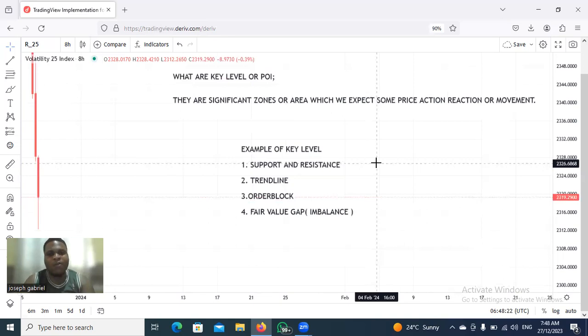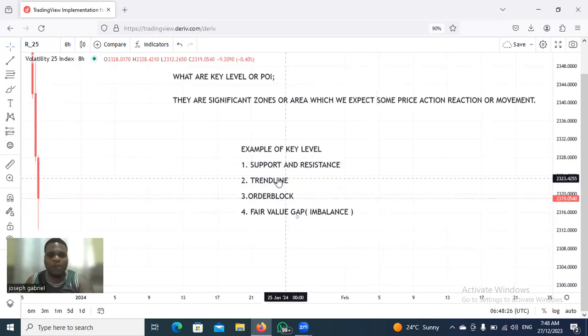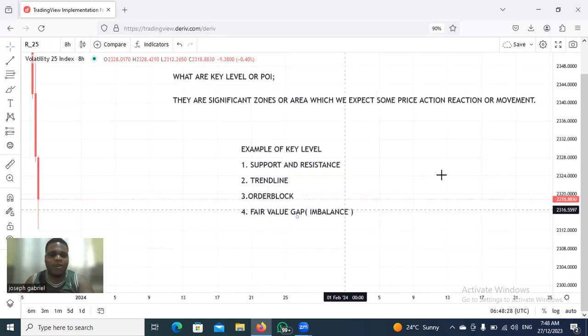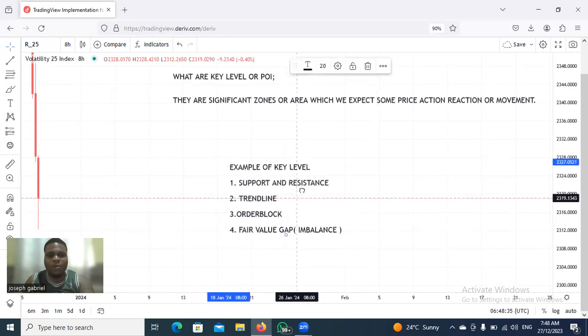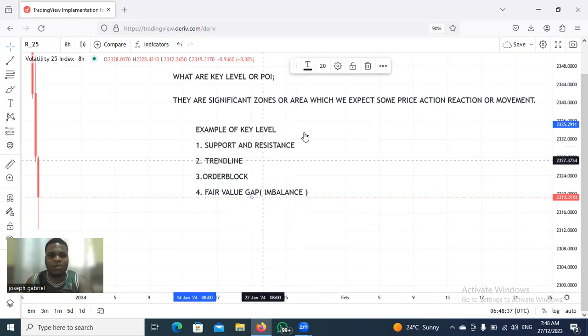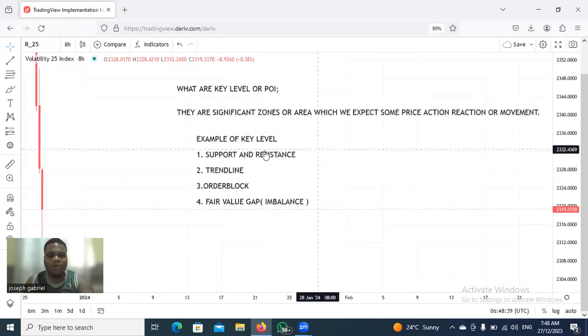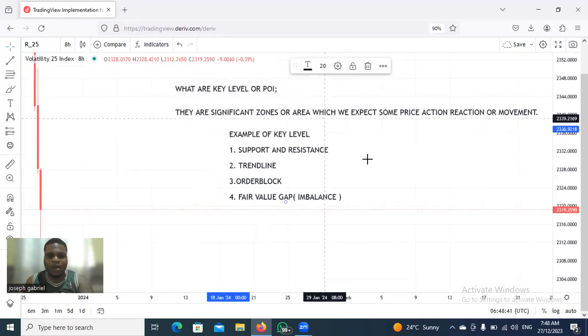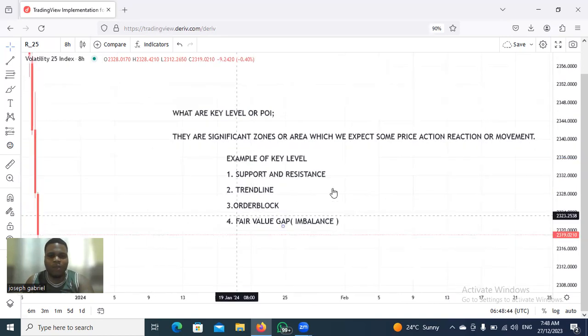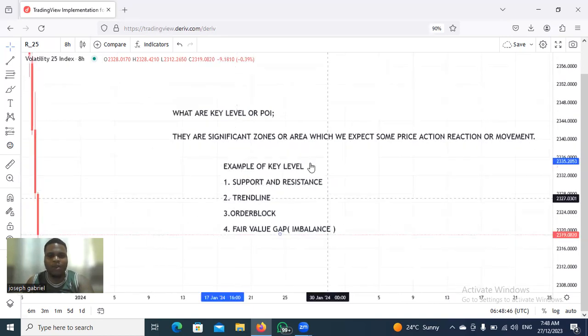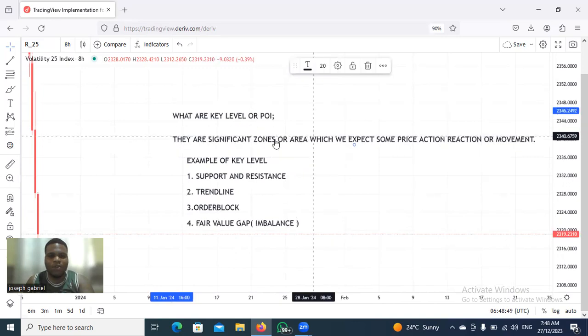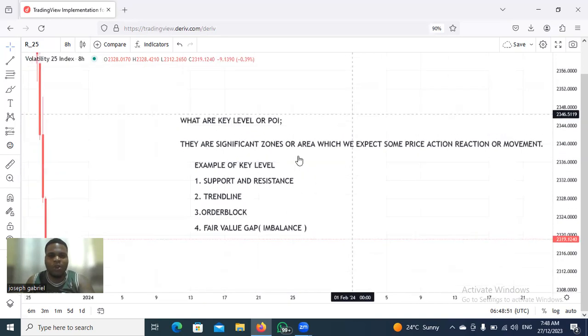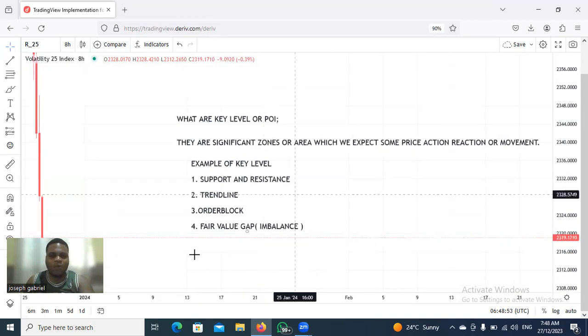So we have the support and resistance, trend line, order blocks, and fair value gap, which can also be said to be an imbalance. I don't look for much in my key levels. I also have another one, the fifth, that is the Fibonacci level. So those five, I don't really trade more. These are the ones I use majorly for my key levels.